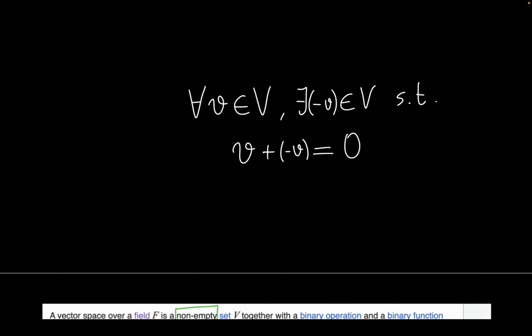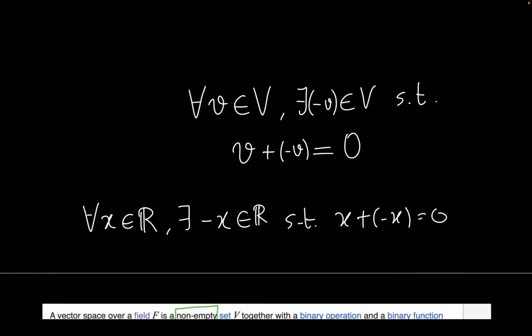In fact, this is where the definition of subtraction comes from. Not sure if we really think of subtraction on vector spaces, but at least in the context of real numbers, we have this property that for every x in R, there exists negative x in R such that x plus negative x is equal to 0, and subtraction of any two numbers a and b is defined to be a plus the additive inverse of b. So anyway, that's a bit of a detour.